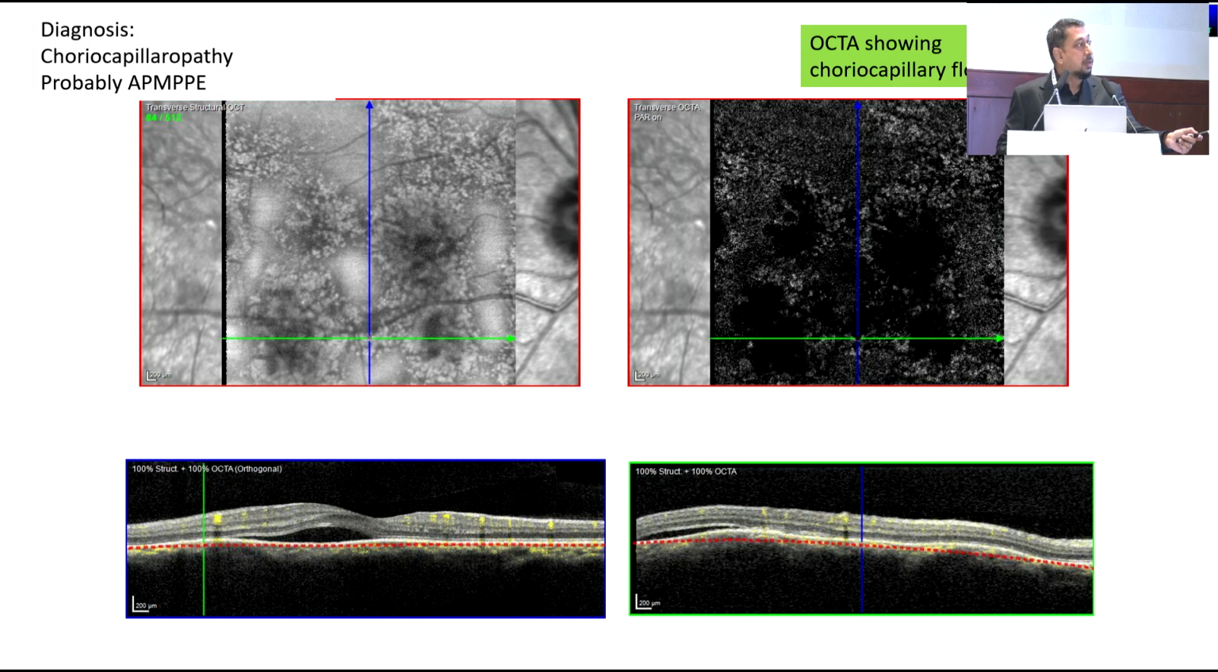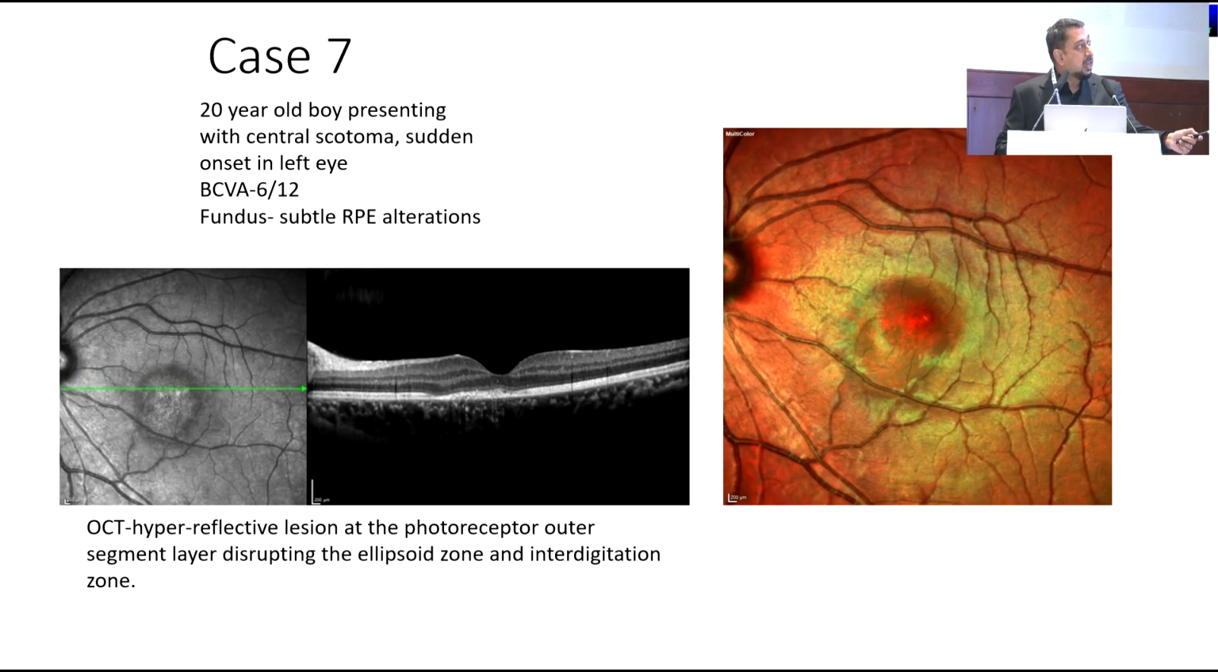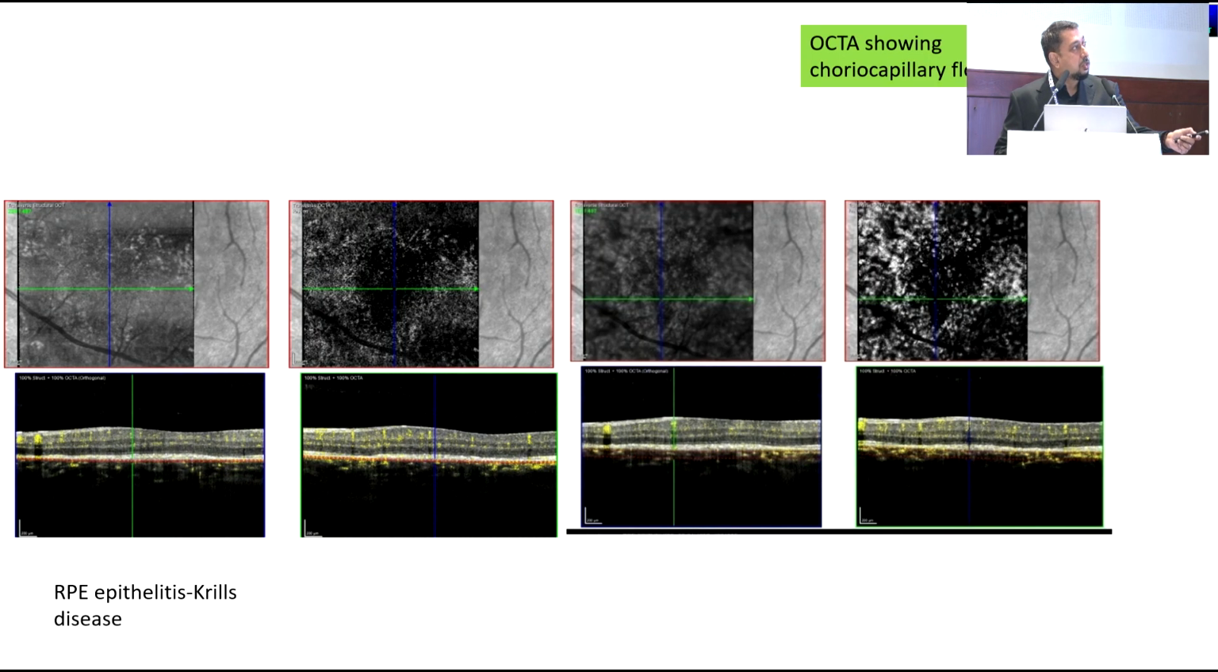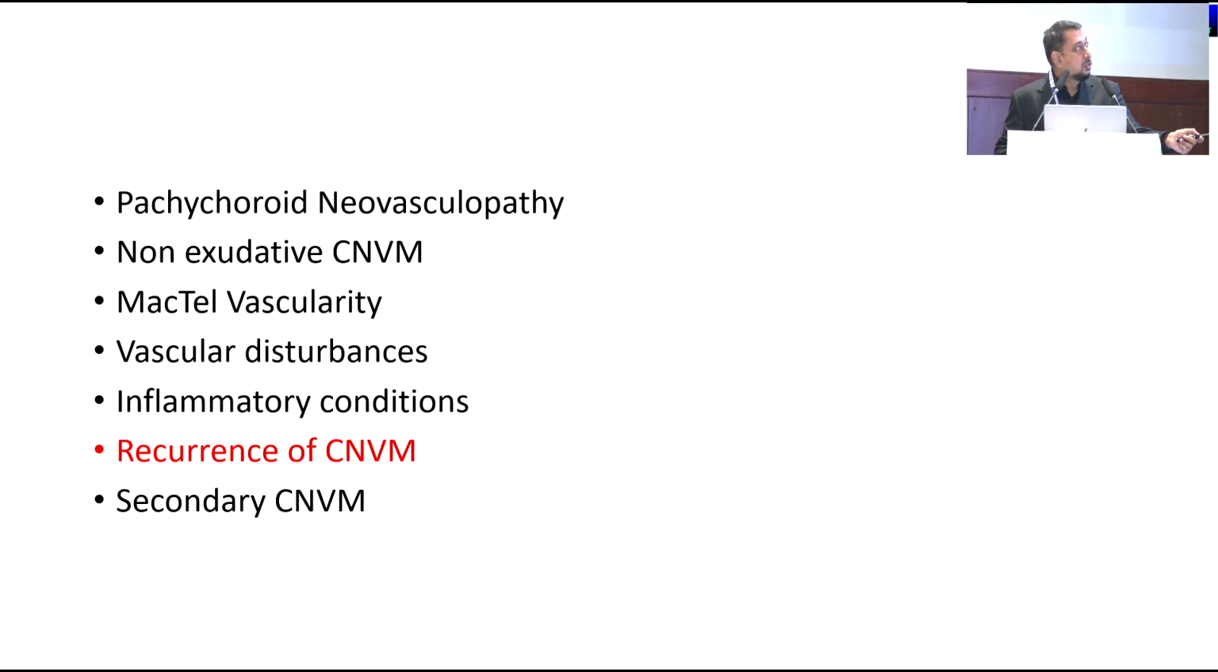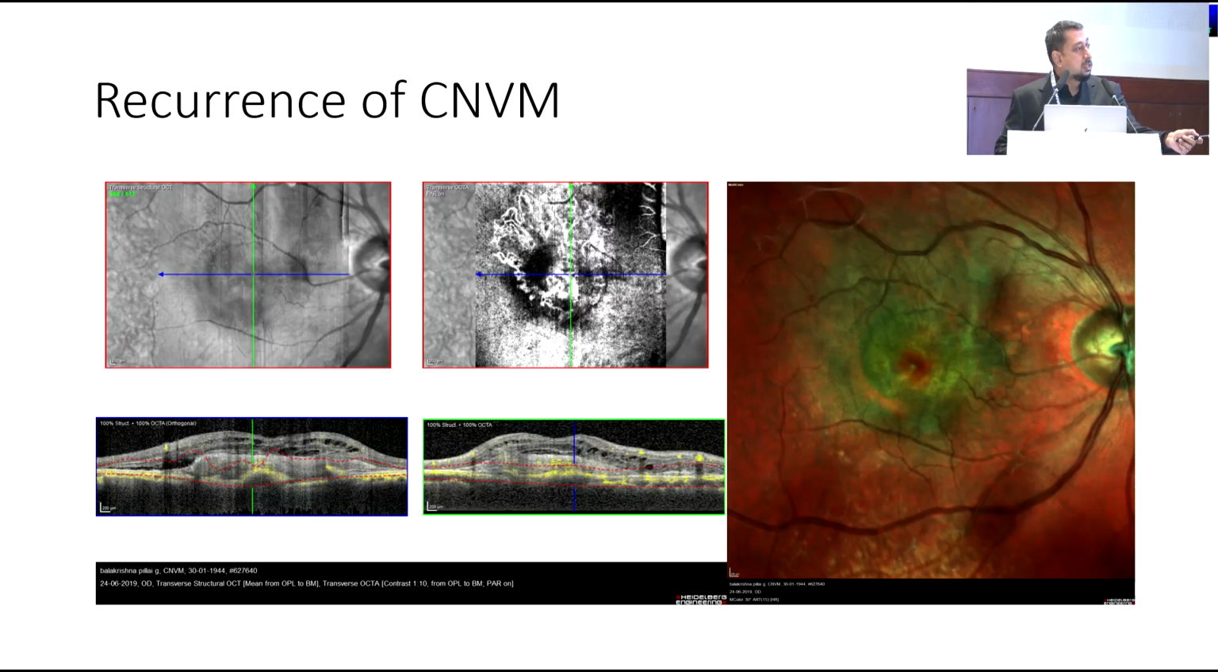and a diagnosis of APMPPE. Another person with metamorphopsia as the main complaint, a subtle disturbance of the RPE level over here. The overlying ellipsoid zone is rarefied, and this was the picture. The OCTA shows definite choriocapillary voids. Again, the OCTA is very important to diagnosis. The underlying choriocapillaris is inflamed, and the overlying RPE produces an RPE epitheliitis called Krill's disease.